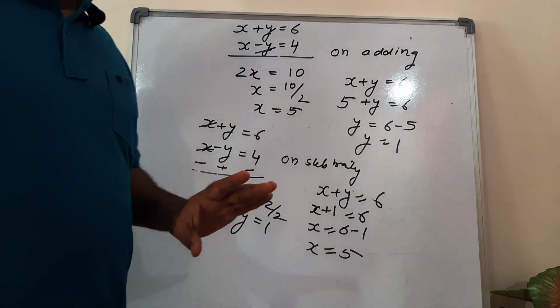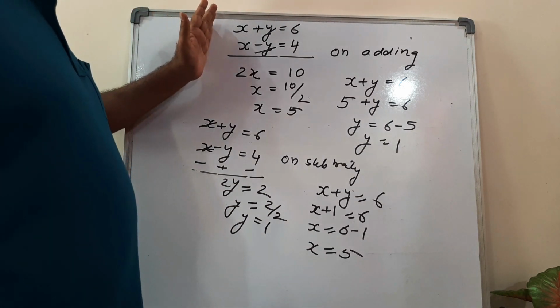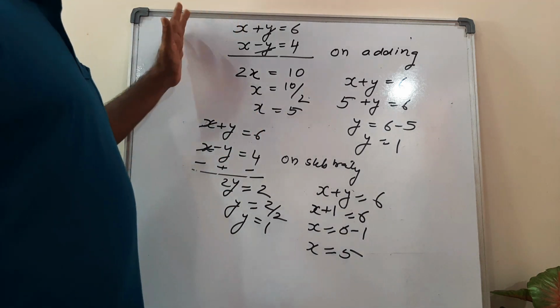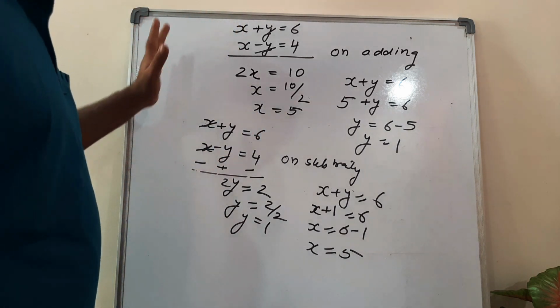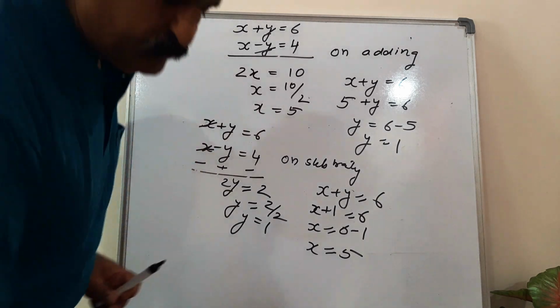Now, the question is this. You can find the value of x first and then y, or first you can find the value of y, then you can find the value of x. I hope this is clear to everyone. Now I am taking one more question.